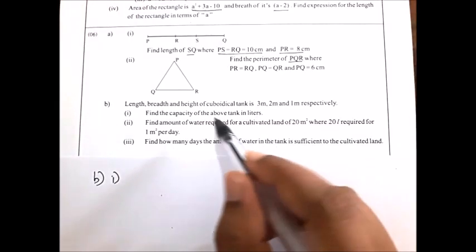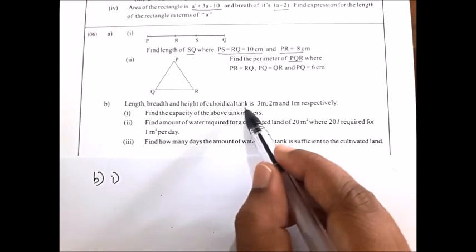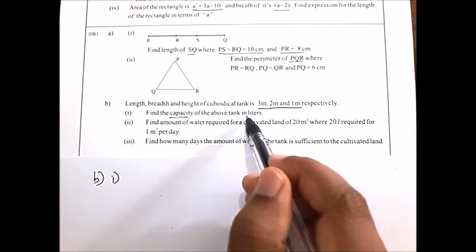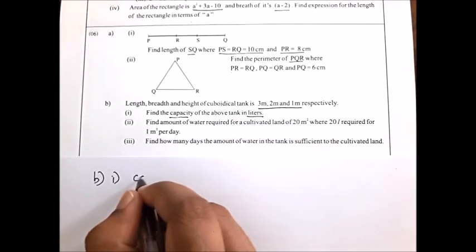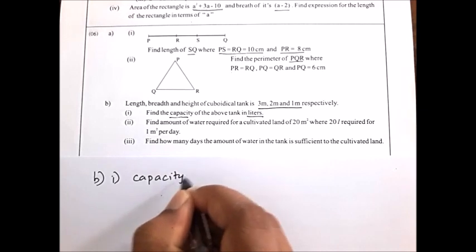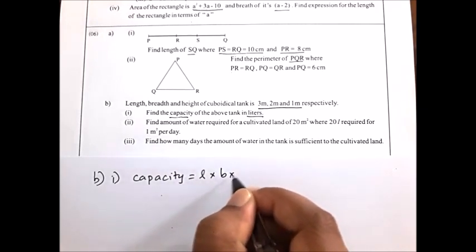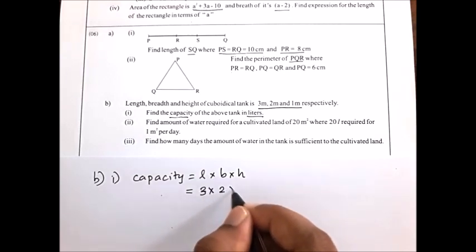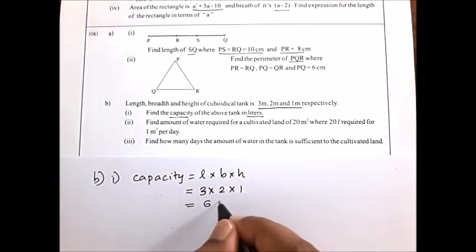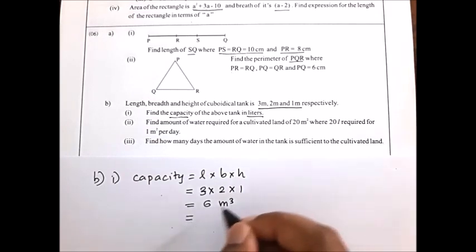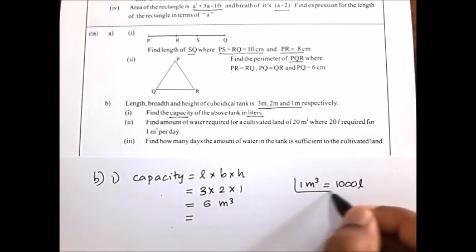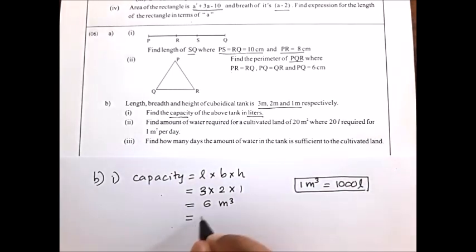Look at part B. Length, breadth, height of a cuboidal tank is 3 meter, 2 meter and 1 meter. Find the capacity of the above tank in liters. Capacity equals length multiplied by breadth multiplied by height: 3 meter, 2 meter and 1 meter gives 6 cubic meters. You have to convert this into liters. 1 cubic meter equals 1000 liter. Multiply this one by 1000. Answer is 6000 liters.